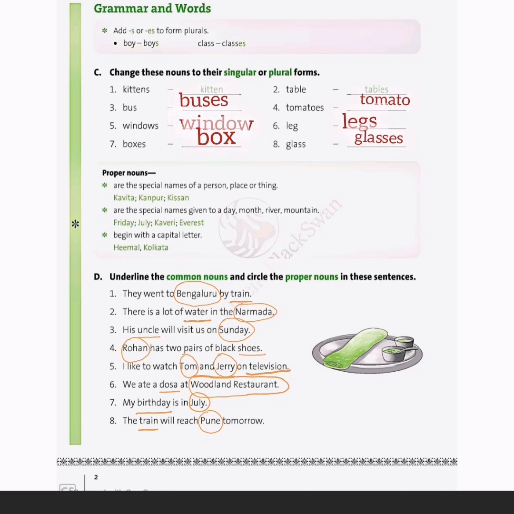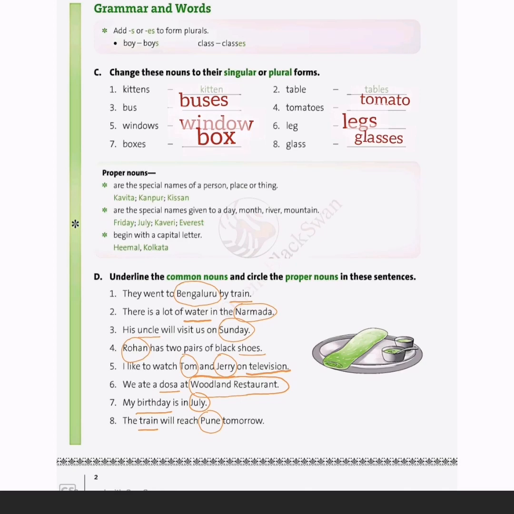Next, seventh is, my birthday is in July. Now birthday is a common noun, that's why we have underlined it. Why? Because birthday can be anybody's birthday, my birthday, your birthday. So the word birthday is a common noun, so we will underline it. Now July is a proper noun because it is a special name of a month and it is also starting with a capital letter, so we will circle it.